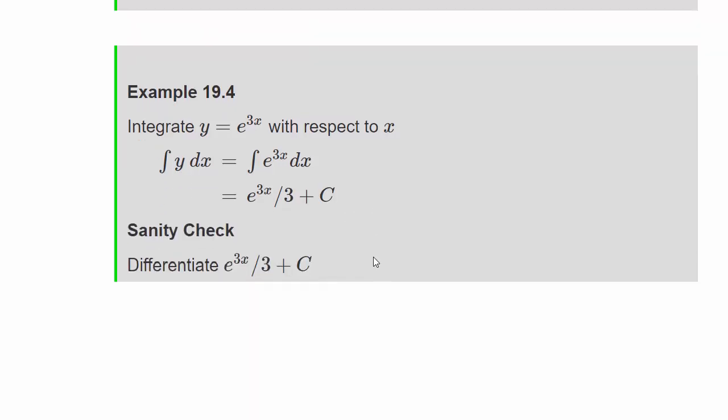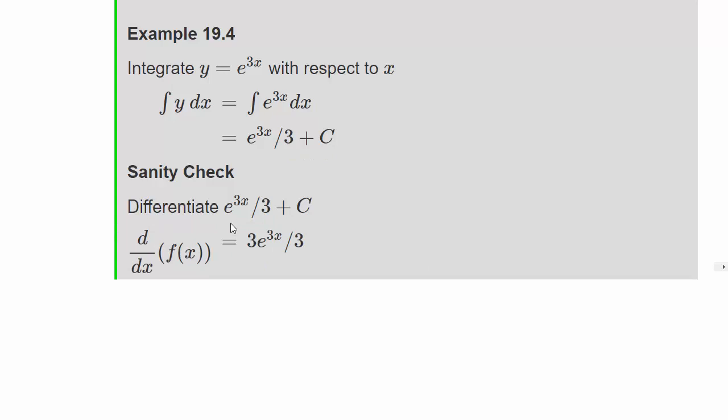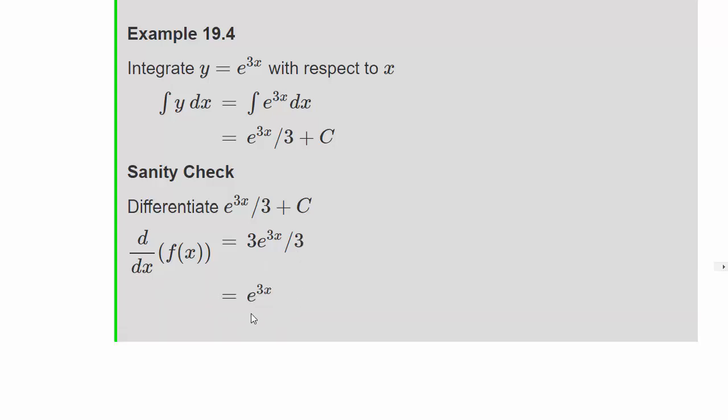So as usual we're going to do a sanity check, and we're going to differentiate this answer. The differential of e to the 3x over 3 is going to be 3 times e to the 3x over 3. The 3's will cancel, which means that our answer is e to the 3x, which is what we started with.